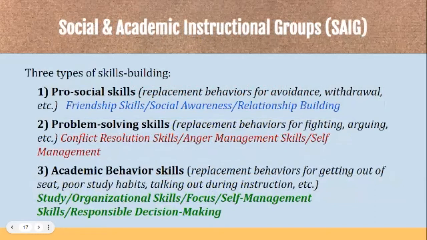So you'll see the pro-social skills. That's an opportunity to reteach replacement behaviors based on the function. We can also problem solve replacement behaviors for fighting, arguing, conflict resolution skills, anger management skills, self-management, academic behavior skills, replacement behaviors for getting out of the seat, poor study habits, possibly talking during instruction, etc. So we want to replace those with study organizational skills, focus, self-management skills, and responsible decision-making.